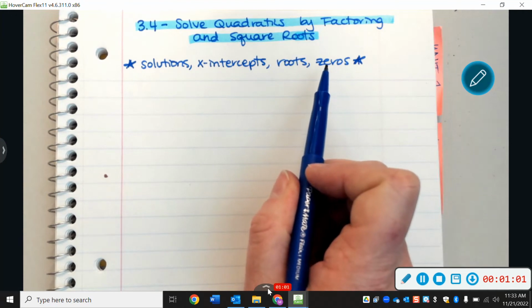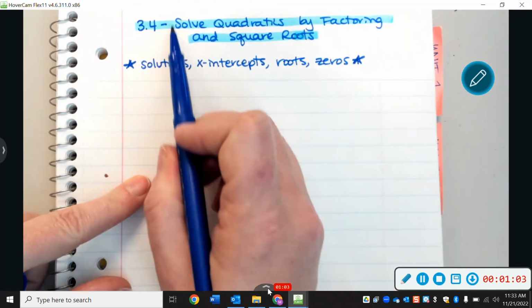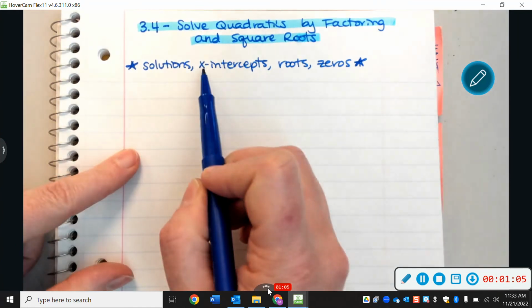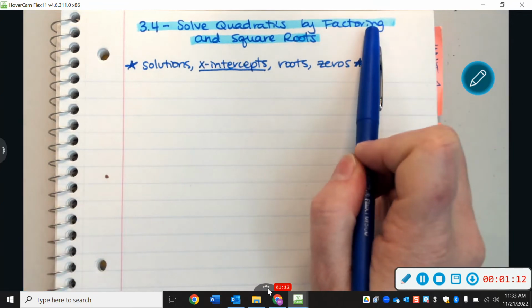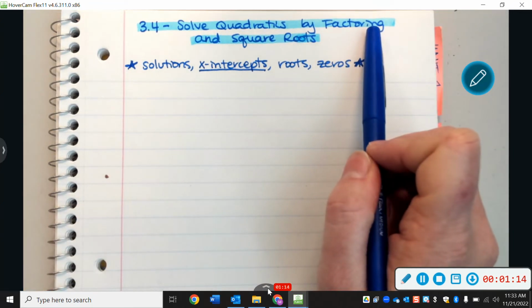Figure out which of these words makes the most sense to you and just get used to changing them. So each time, if I were looking at this and it said solve this quadratic, in my head I would think, okay, I have to find the x-intercept. I have to find where the graph crosses the x-axis. So we're going to be doing this in ways that we've already used before. We're just going to be putting them together.